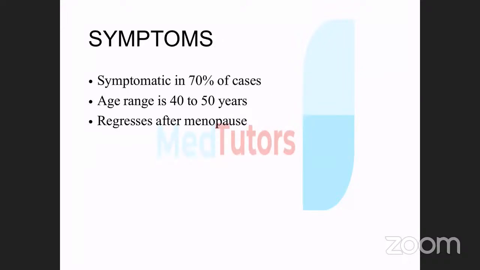Now, 70% of women with adenomyosis are symptomatic, and it's usually common amongst women aged 40 to 50 years. Luckily enough, symptoms of adenomyosis tend to decrease or regress after menopause because endometrial tissue is estrogen dependent, estrogen responsive, estrogen sensitive. Once the circulating estrogen level is reduced following menopause, they will gradually regress and symptoms are relieved. Next slide.